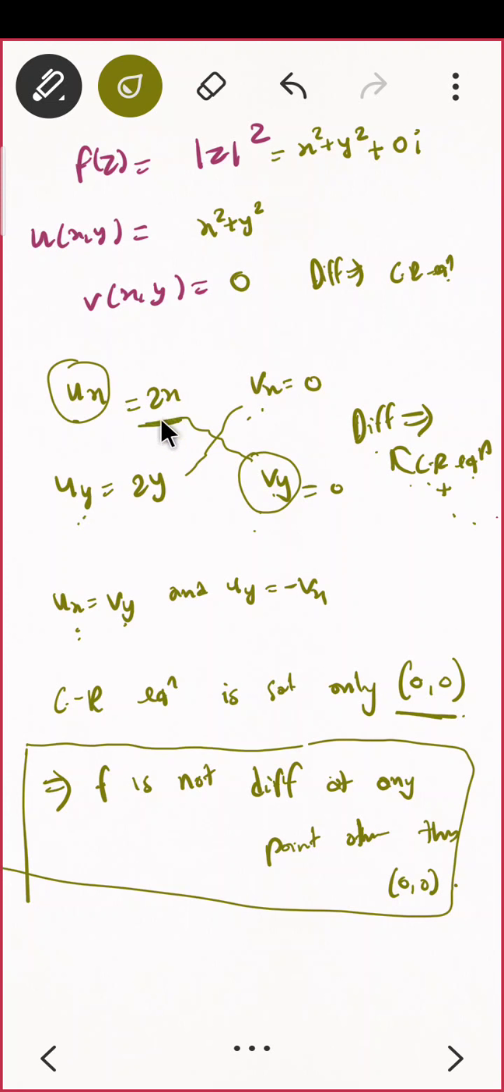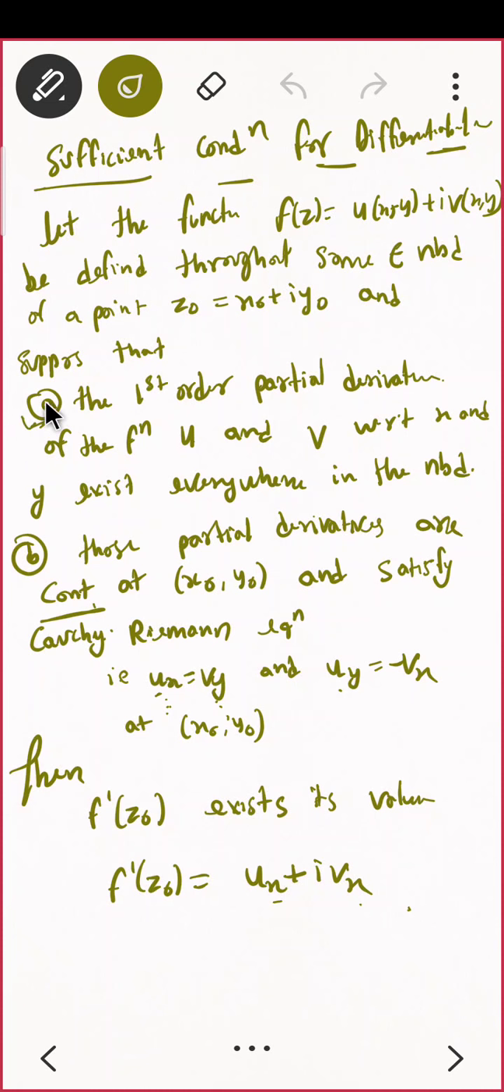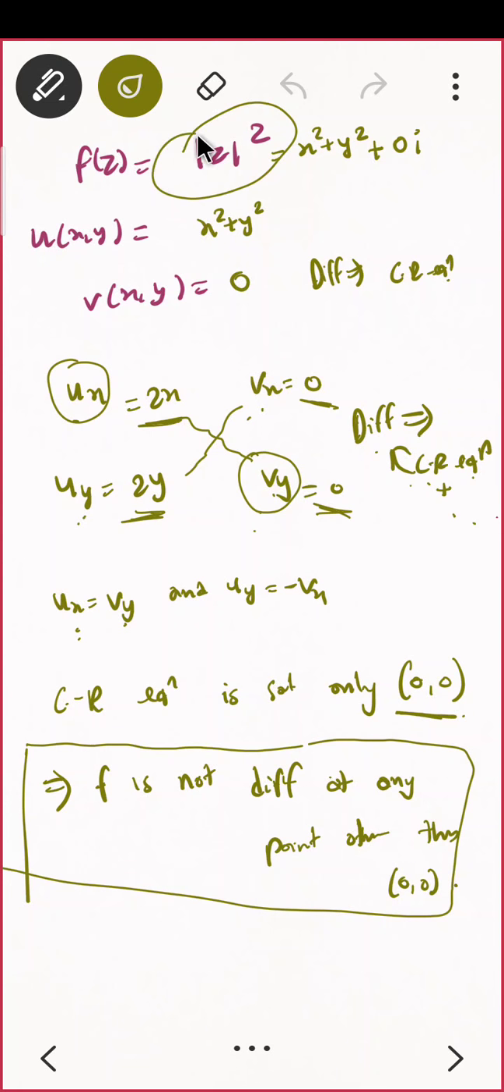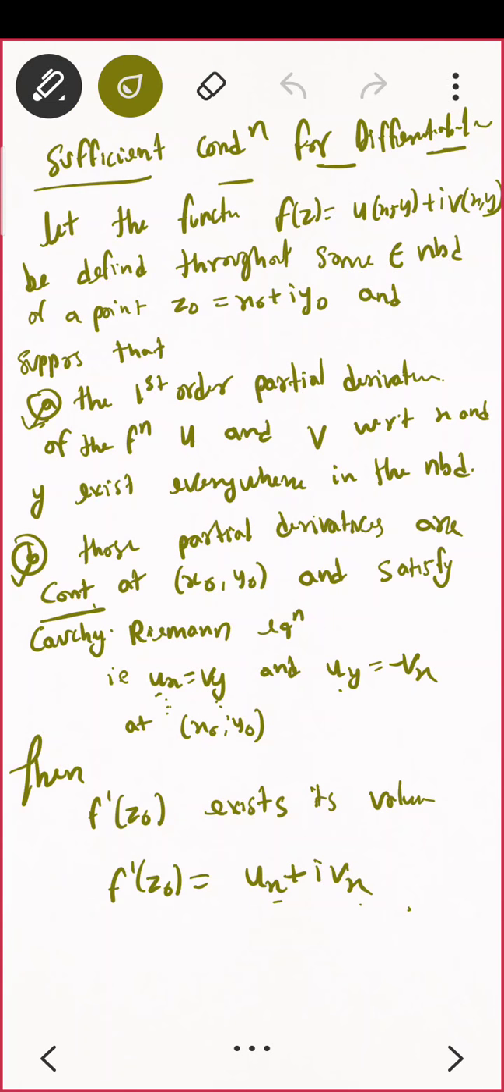Since it is just a polynomial, it is a linear function, you can say. So at 0 0 it is continuous, correct? So once it is continuous, we are satisfying both the conditions. So can I conclude that this function is differentiable at the origin, and not differentiable anywhere else? Why is it not differentiable anywhere else? Because it is not satisfying the necessary condition, that is the CR equation, so what will we say? Correct.